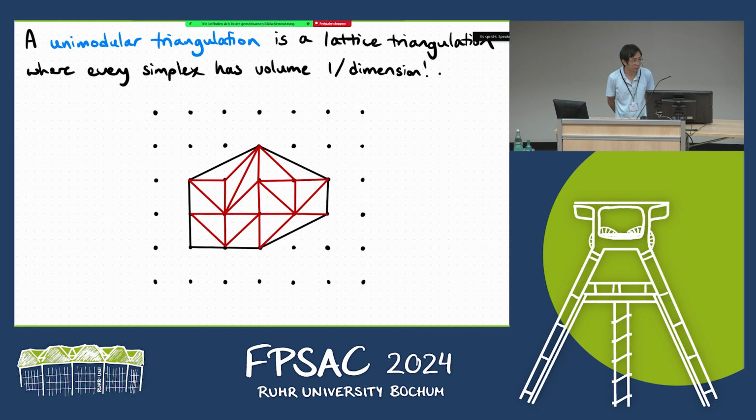The second part is unimodular triangulation, so I'm going to define these. Now we want to talk about lattice polytopes. A unimodular triangulation is defined to be some lattice triangulation where every simplex has volume 1 over the dimension factorial. Here I've drawn some polygon in R^2, and then in red I've drawn a unimodular triangulation of this polygon. Every triangle in this triangulation has area 1/2, and so this is a unimodular triangulation.